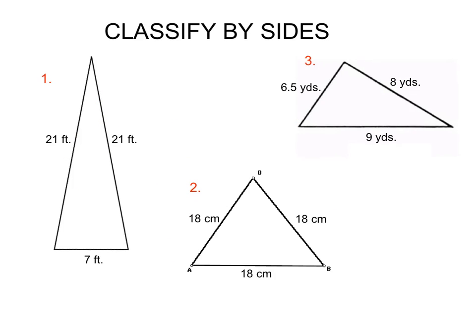Alright, now I'd like for you to try it. Classify these triangles by their sides. Look at the length of the sides and classify them as scalene, isosceles, or equilateral. Please do this in the practice section on your guided practice sheet.